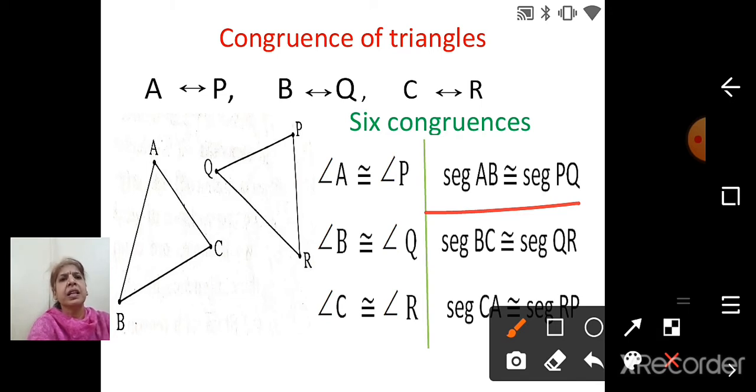And side BC is congruent with QR. And side CA is congruent with PR. So we have to understand, for two triangles to be congruent, their 3 corresponding angles should be congruent, their 3 corresponding segments, that is sides, should be congruent. And for angles, we have seen angles whose measures are equal are congruent. For segments, their length should be equal.